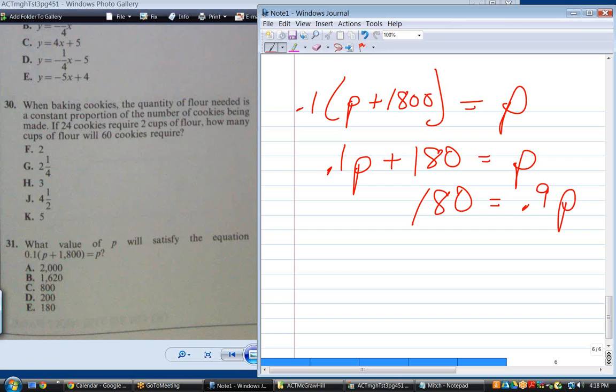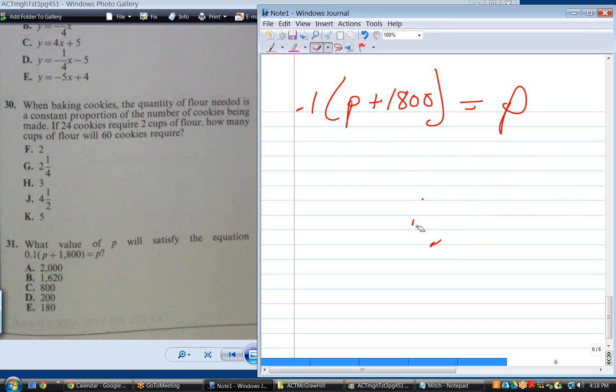Okay, now what's the last step? Dividing both sides by 0.9. What's 180 divided by 0.9? 200. Yeah, that's the correct answer. Now, I do think it's extremely important that you know how to solve this equation properly.